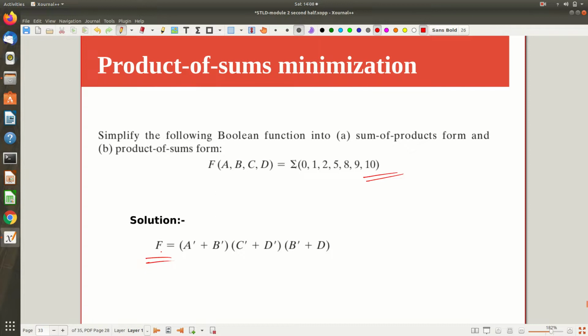This expression corresponds to the simplified product of sum expression, that is A dash B dash into, because why is it called the product of sum? This is a sum term, right? This is a sum term and this is another sum term, right? And the sum terms are finally multiplied together.